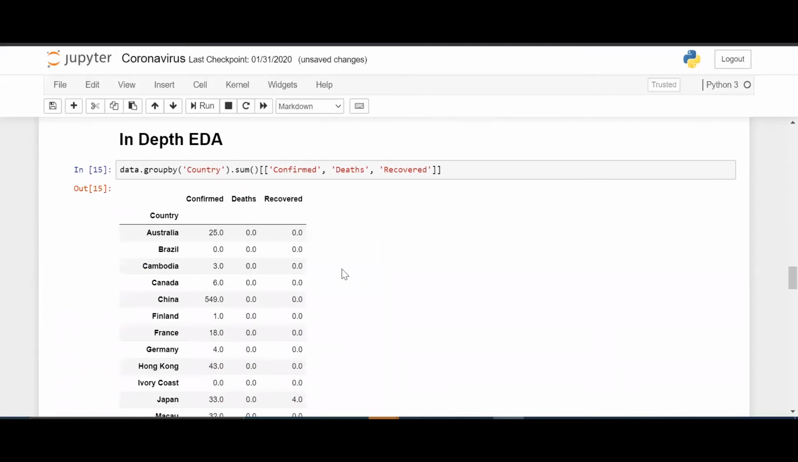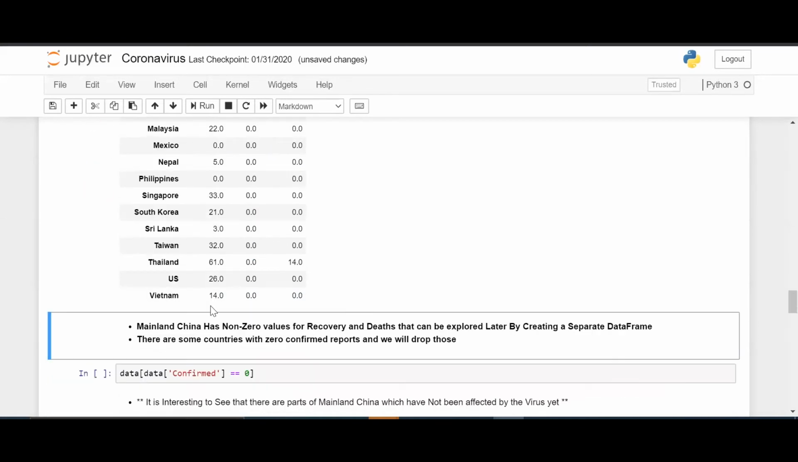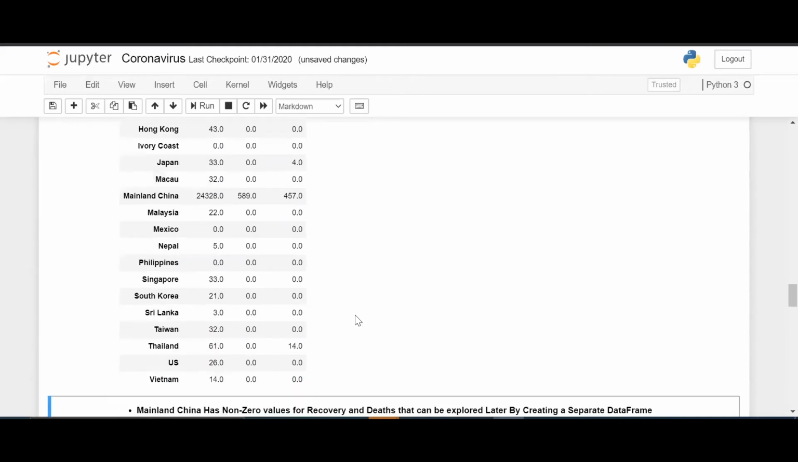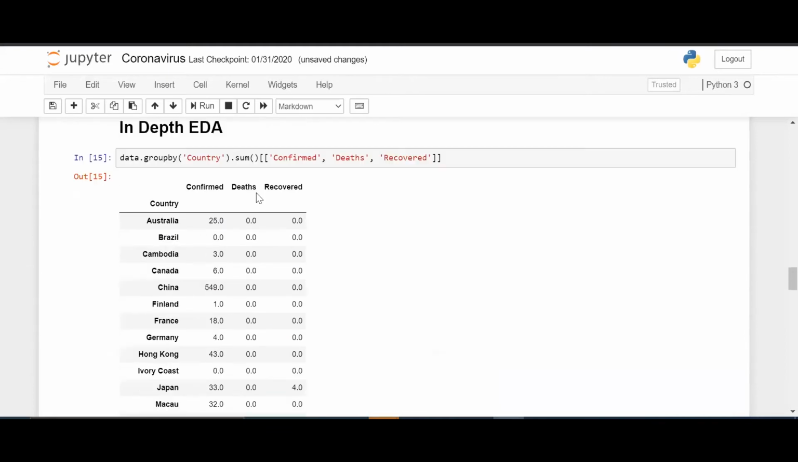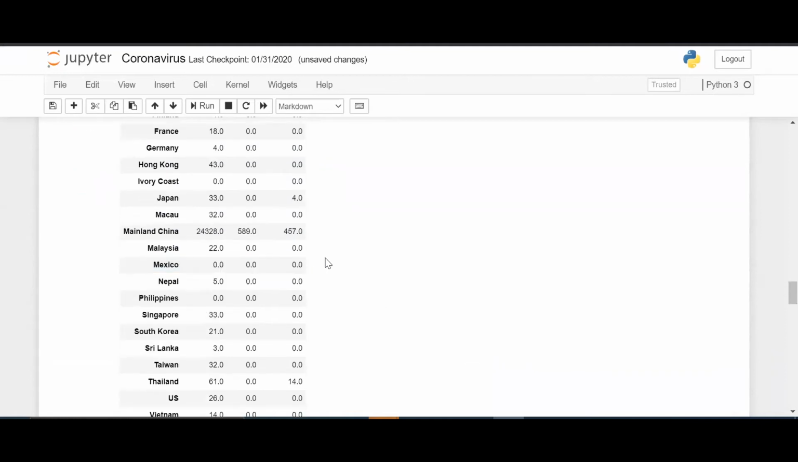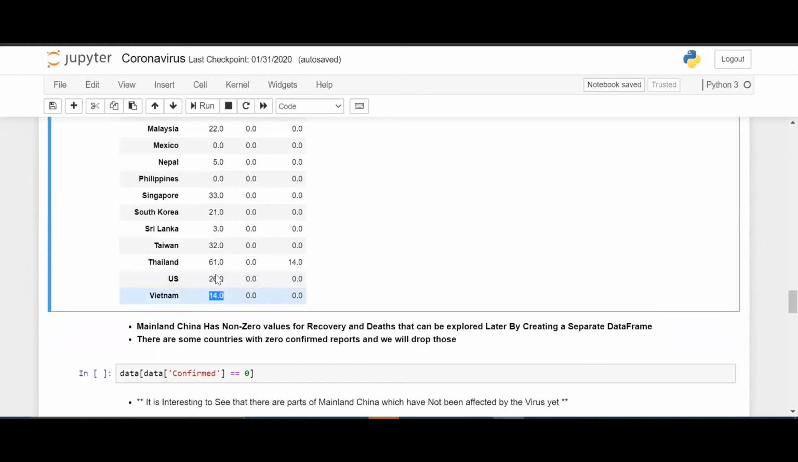This looks much better. So you have Australia, Brazil, Cambodia, China, Finland, France, Germany, Hong Kong, all the way to Vietnam and United States of America. As you can see here, there's a huge variation in the number of cases. As you can see, in the month of January, all countries apart from China and Japan have reported very few recoveries in the coronavirus pandemic. All right, so you have US 26, Vietnam 14, Thailand 61, Taiwan 32, and so on.